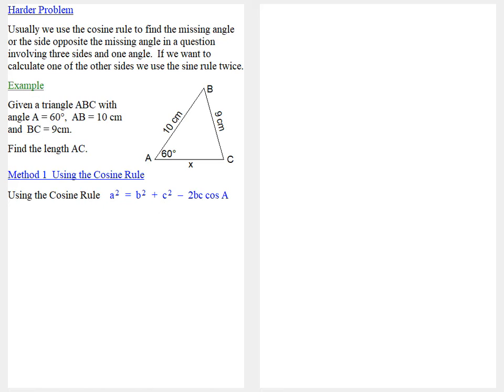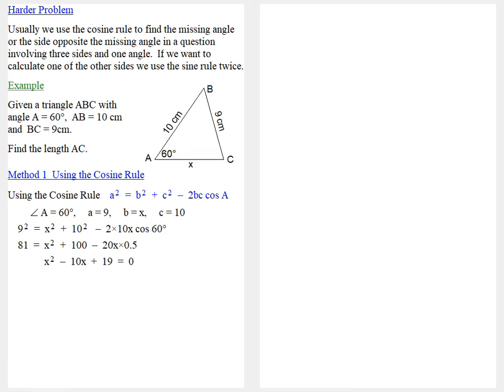Now the cosine rule states a squared equals b squared plus c squared minus 2bc cos A. The angle A is 60 degrees, the side a is 9. We want to calculate the length x, which is side b, and side c is 10. So if we substitute them in, we get 9 squared equals x squared plus 10 squared minus 2 times 10x cosine 60. But the cosine of 60 is 0.5. So we have 81 equals x squared plus 100 minus 20x times 0.5.